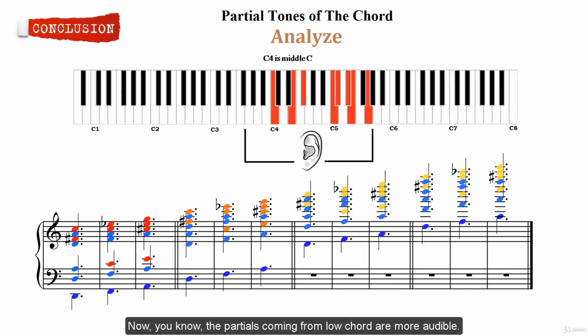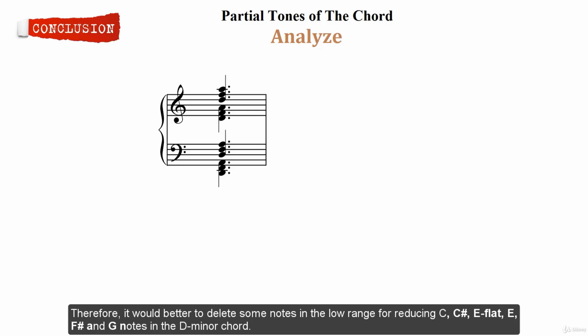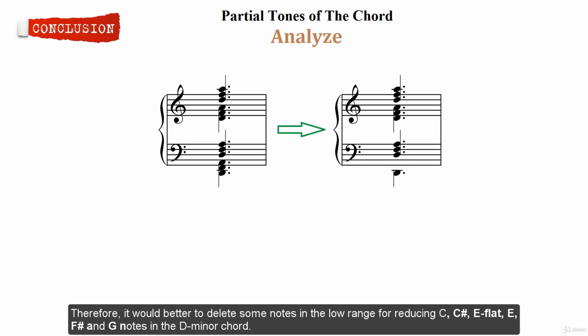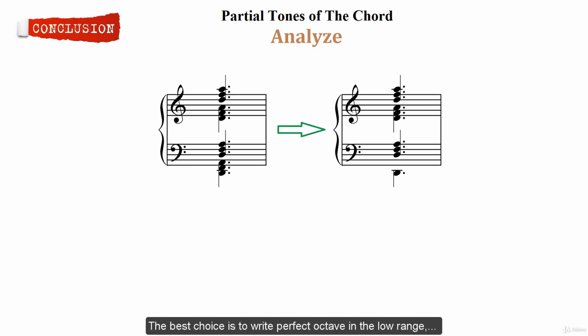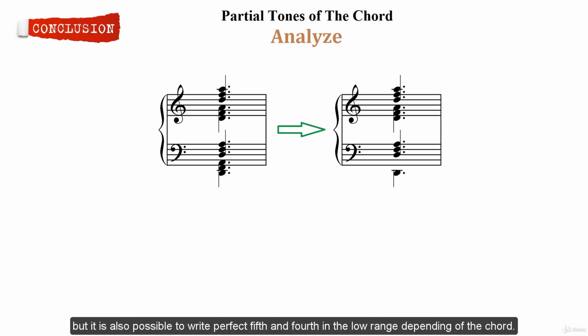Conclusion. Now you know the partials coming from a low chord are more audible. But if moved to the upper register, partials are less audible. Therefore, it would be better to delete some notes in the low range for reducing C, C sharp, E flat, E, F sharp and G notes in the D minor chord. The best choice is to write a perfect octave in the low range, but it is also possible to write perfect fifths and fourths in the low range depending on the chord.